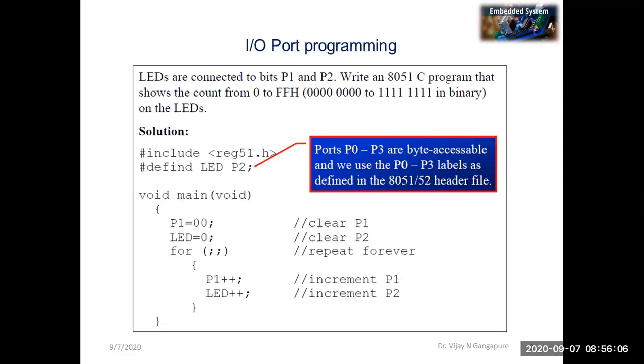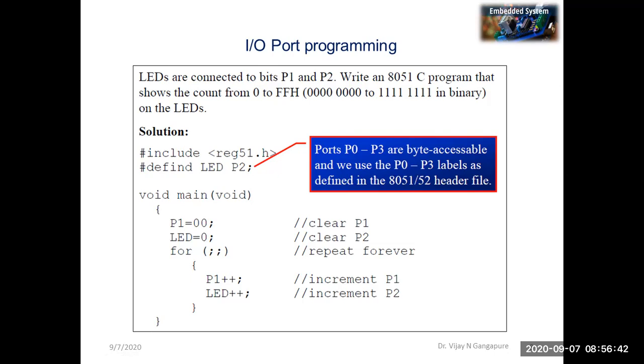So the next part now is IO port programming. Whatever programs we have discussed up till now involve IO port programming. IO port programming means outputting or inputting data from the peripherals that are connected to the IO ports of the 8051 microcontroller. There are 4 ports in the generic 8051 microcontroller: port 0, port 1, port 2, and port 3.